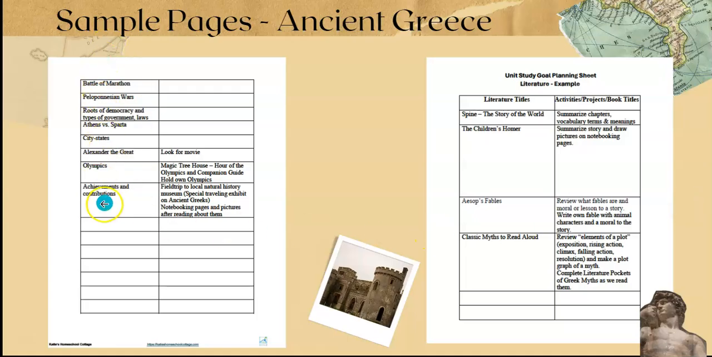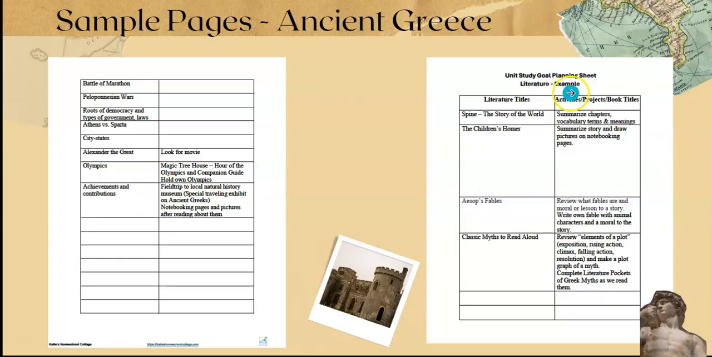And then, as you can see, the different historical topics and the resources and ideas, including field trips to our local natural history museum, because they actually had a traveling exhibit on the ancient Greeks. And so we were able to see that information, plus we had an art museum nearby and we were able to go see some art. And that was interesting as well.